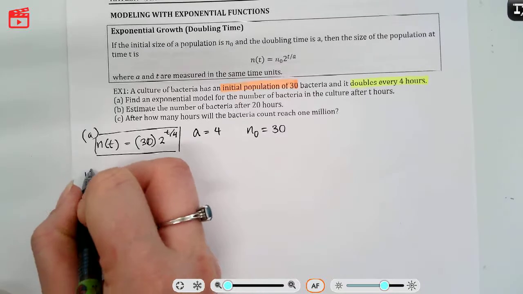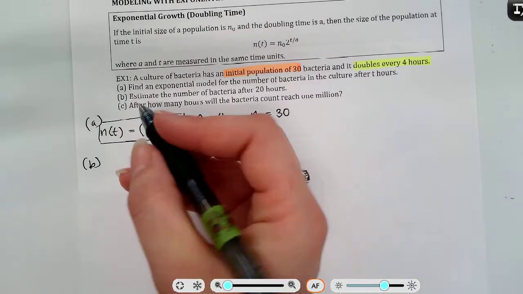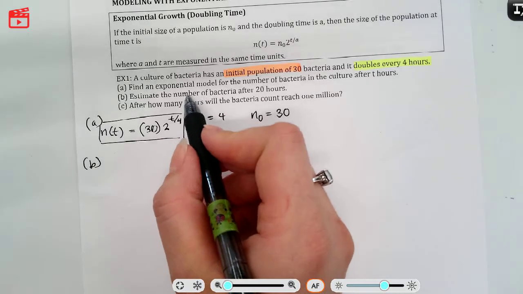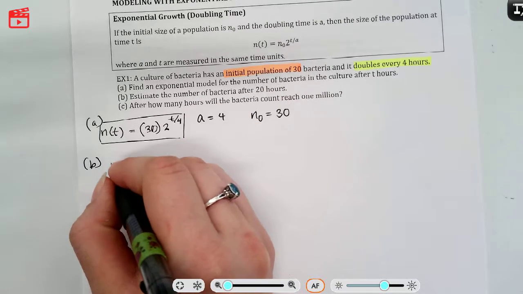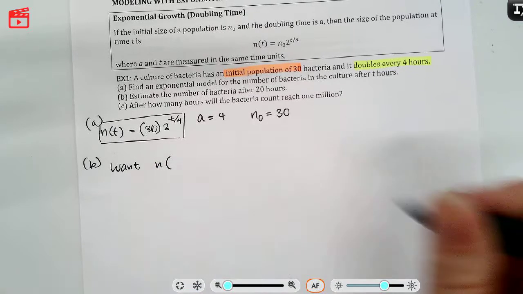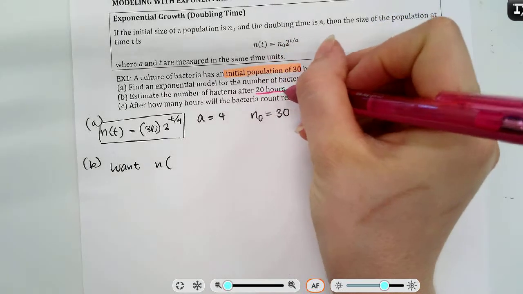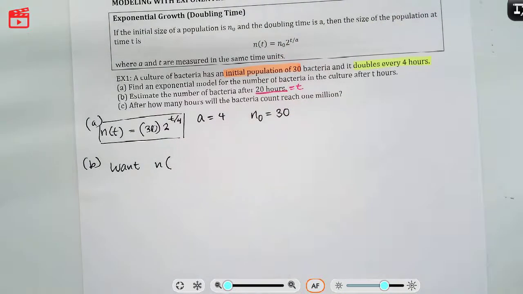So let's look at part B. We're going to estimate the number of bacteria after 20 hours. So we want n of, we're looking at 20 hours, so our time is going to be 20. So n of 20.